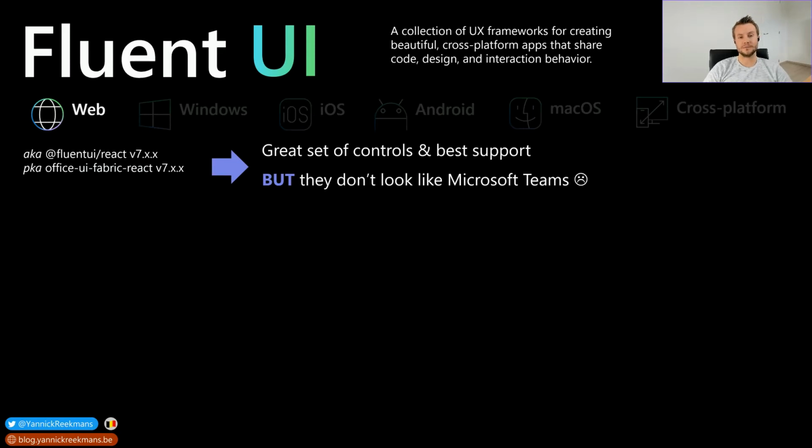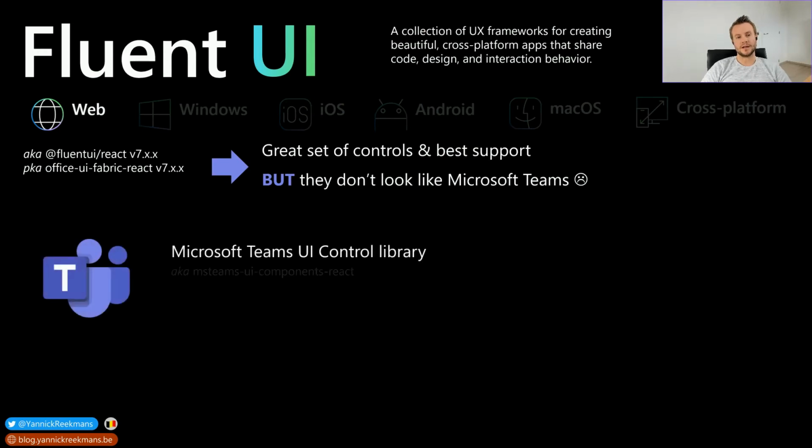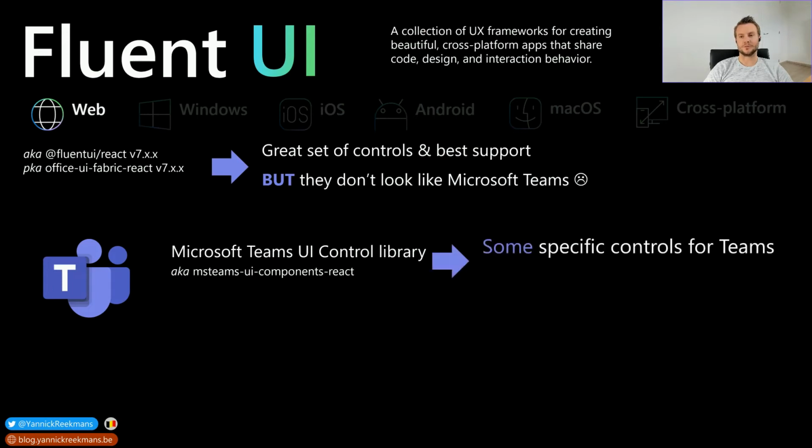Now, the Microsoft Teams team has tried to alleviate that problem by creating, first of all, the Microsoft Teams UI control library, also known as MS Teams-UI-Components-React. And they contain some specific controls for Teams. Not all the same controls that are available in Fluent UI. They don't really use the same syntax, but they sometimes look similar to what's available in Fluent UI, but it was a separate effort driven by the Microsoft Teams team. And this set of controls are still available currently in the latest version of the App Studio application that's available in Microsoft Teams.